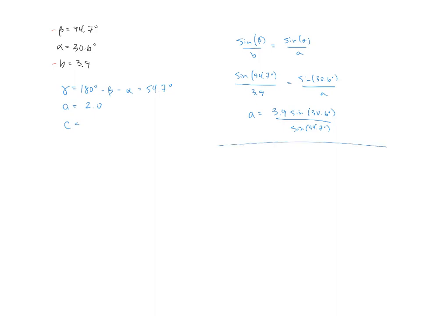Okay, now for c. We'll do something pretty similar to find c. I'll start with my given information here of sine 94.7 over 3.9, and now I'll set that equal to sine gamma, the found gamma angle, 54.7, over c. So c is going to be 3.9 times sine of 54.7 degrees over sine of 94.7 degrees. And similar to the last one, punching it in a calculator, we get c to equal 3.2.